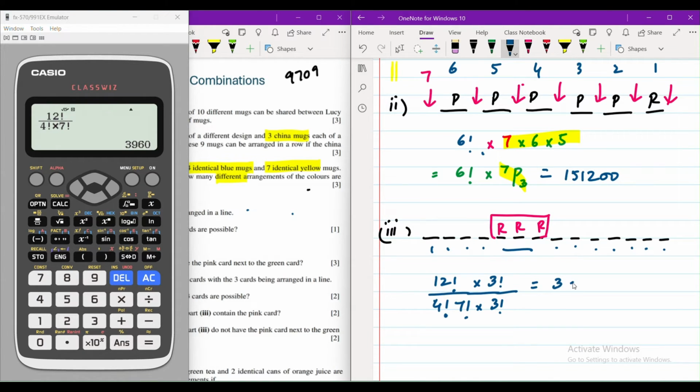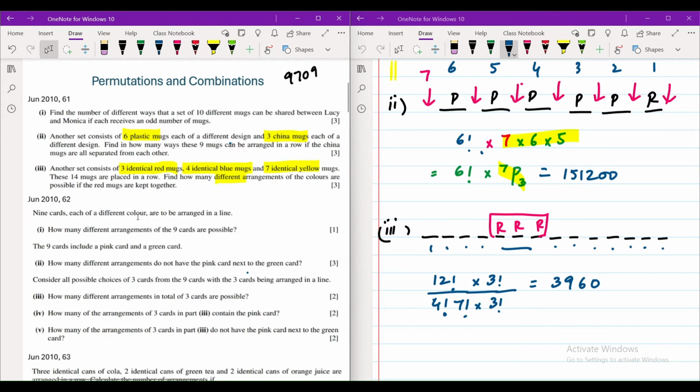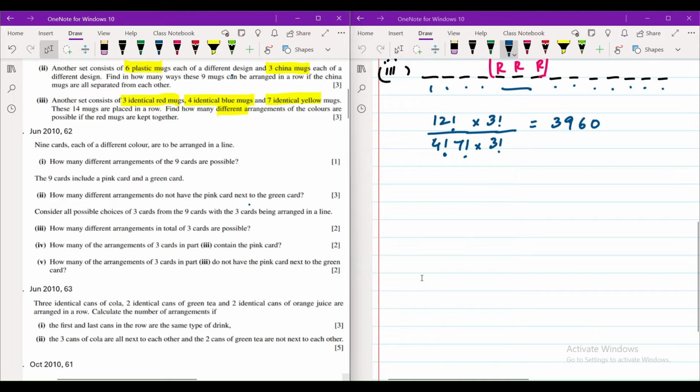We have 3, 9, 6, 0. That's it. All right, so let's look at the question from variant 6.2. So 2010 6.2. Right, okay.